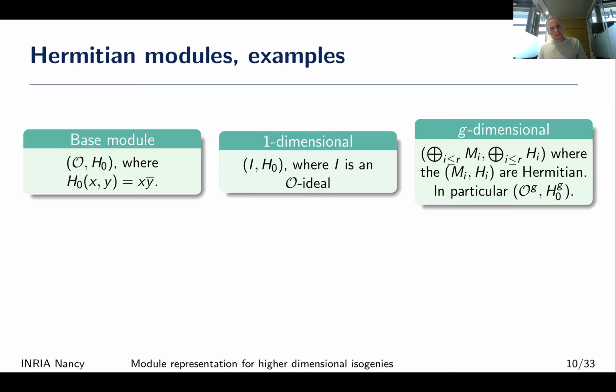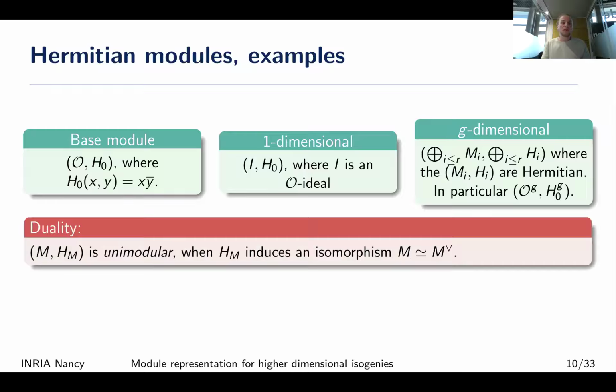Something very interesting about the theory of Hermitian modules is that it comes with its own duality theory. I won't go into the detail for this talk, but we can define the dual of such a module, as we do for abelian varieties. We say that an Hermitian module is unimodular when the Hermitian form HM gives a bridge between the module M and its dual, which is in fact an isomorphism. So this is really a duality property. We want a module which is unimodular to have very good properties regarding its dual.